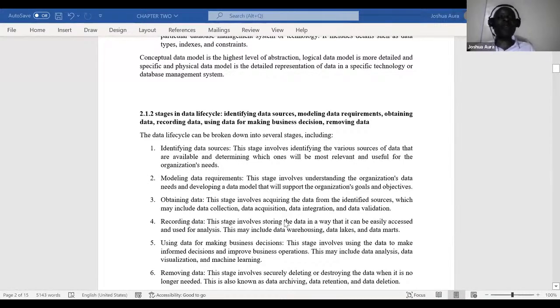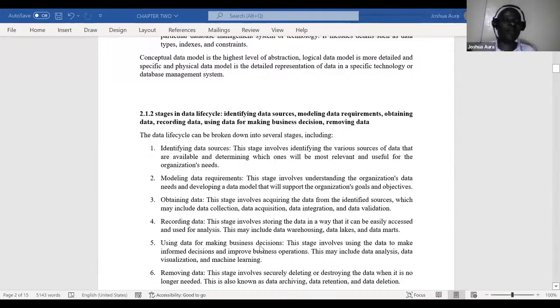Number four, we have recording data. This stage involves storing the data in a way that can easily be accessed and used for analysis. This may include data warehousing, data lakes, and the data mart. So you shall be able to see what these things stand for. For now, know that this data has to be recorded. It has to be stored in a data warehouse.